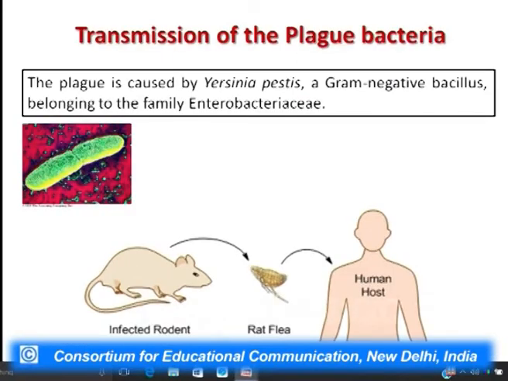Now, the transmission of plague: plague is caused by Yersinia pestis, which is a gram-negative bacillus and belongs to the family Enterobacteriaceae. As you can see, the infected rodent is one of the intermediate hosts, and the rat fleas feed on the blood of the rodent, and when they bite humans, they spread the disease to humans as well. So, technically rat fleas are responsible for transmitting the disease from rodents to humans in case of plague. Now, there are 2 types of plague we all know, one is called the bubonic plague and the other is called the pneumonic plague.